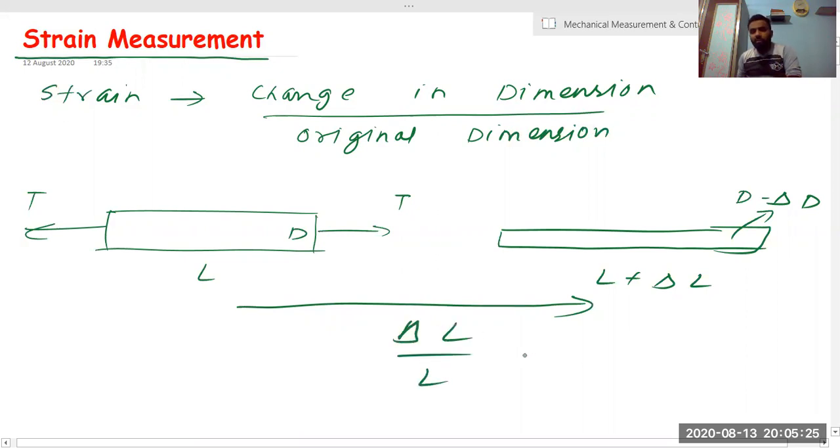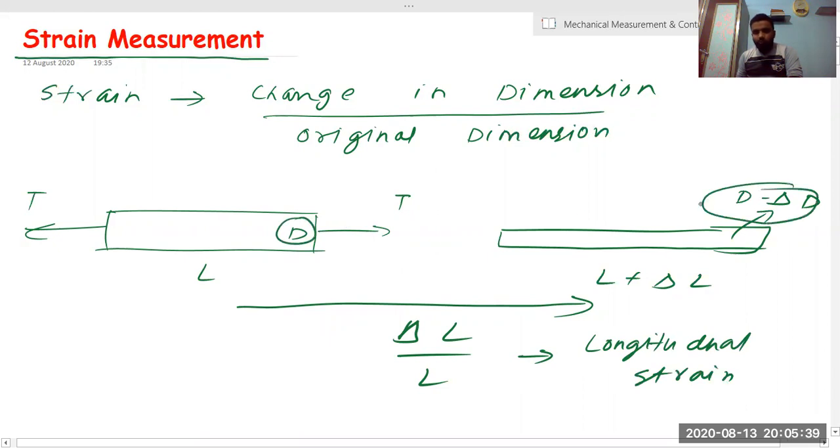So change in dimension upon original dimension will be called strain, and such kind of strain is called longitudinal strain. And if there is a change in D, you can see there is a change in D. If you subtract final dimension minus initial dimension, you will get another change, which is delta D, and delta D by D, such a dimension change upon original dimension will be called lateral strain.